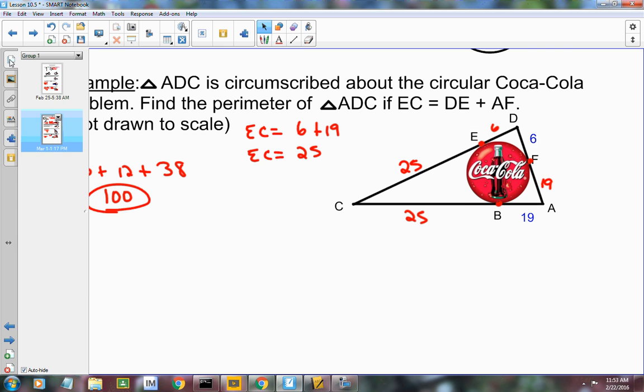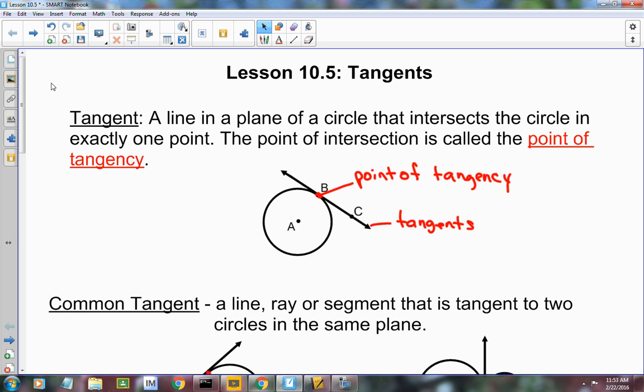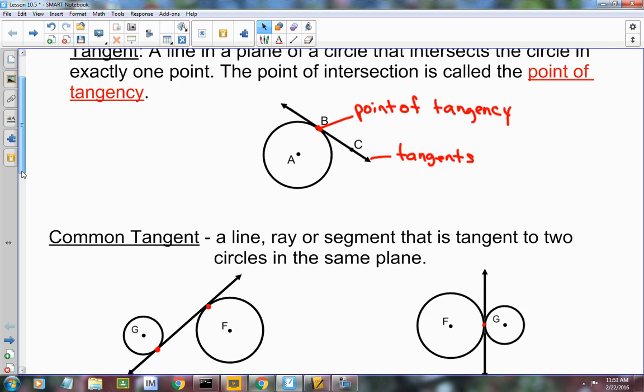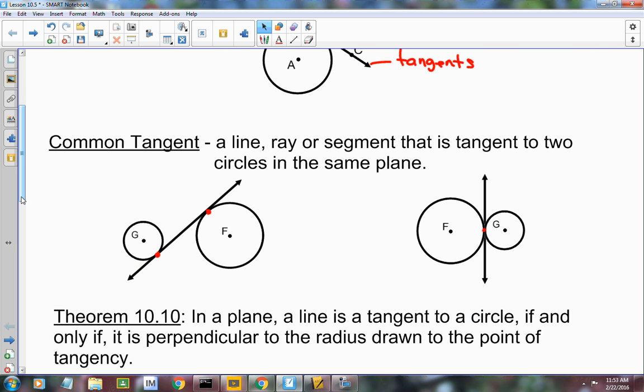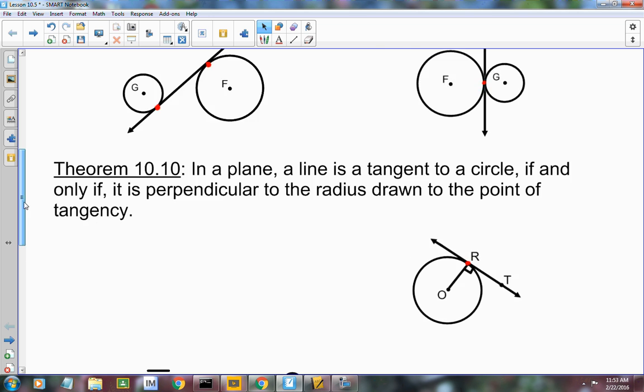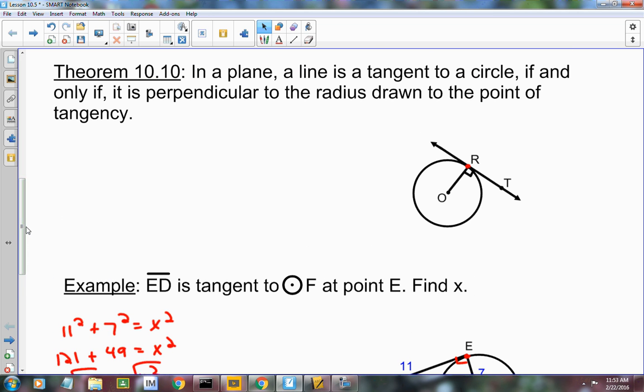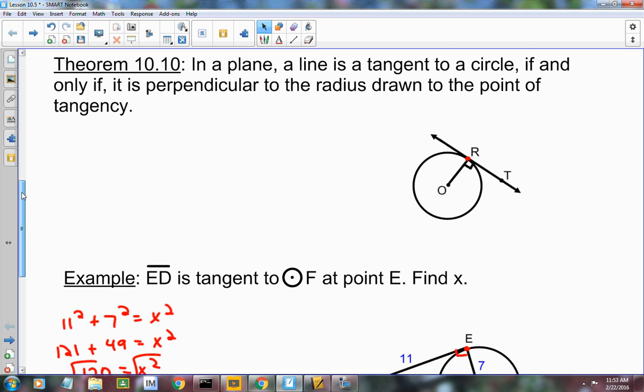So, we talked about what a tangent line is. A tangent line intersects the circle in one point. It doesn't go through the circle. It grazes along the side of it and intersects it at one point, and that point is called the point of tangency. A common tangent is one that's tangent to 2 different circles. Okay, what happens if you have a tangent line and you draw the radius to the point of tangency? What happens? They're perpendicular, correct? And vice versa, if you have a line and a radius or diameter that's perpendicular, then you know that that line is tangent.